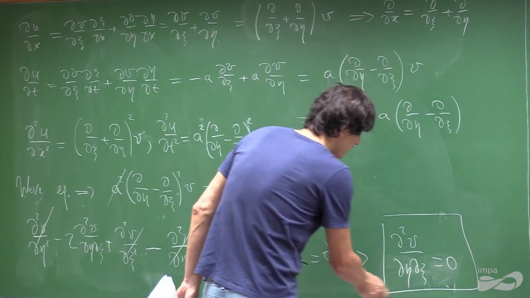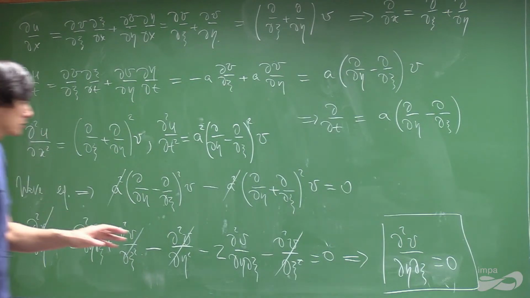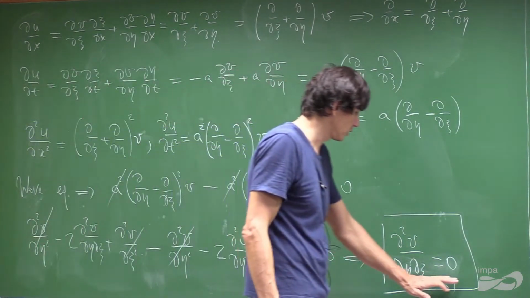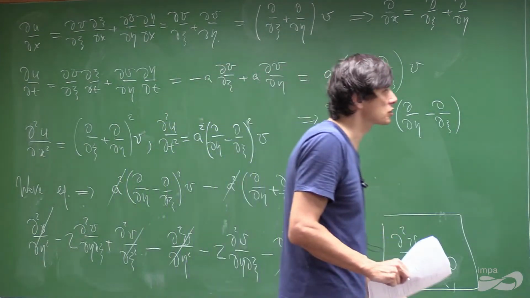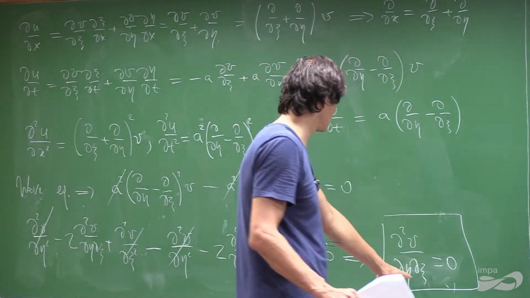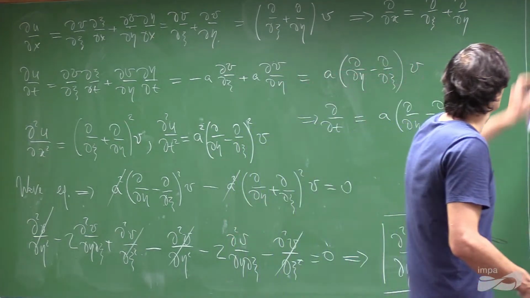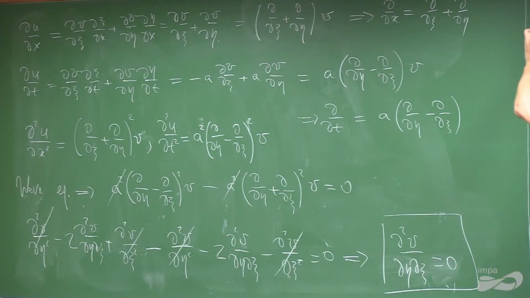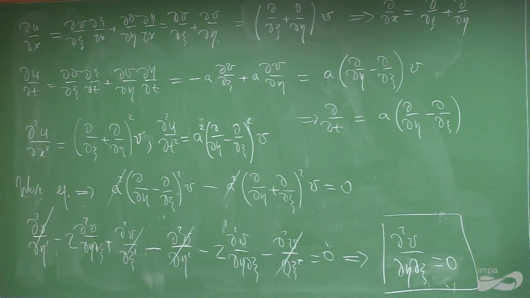So this is the wave equation in new variables. So it has a very compact form. The second derivative with respect to xi and eta is 0. This equation is equivalent to the wave equation, but written in these new variables. So now we can solve it directly.